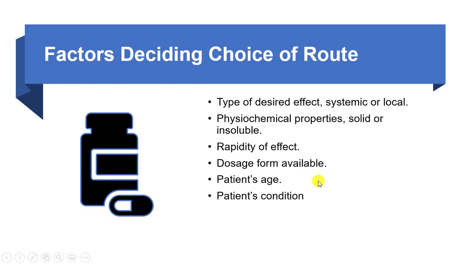Some patients we cannot give drugs to orally if they have a problem in swallowing. Then we might give those patients drugs only in IV form or in some other form. And it also depends on the patient's condition. If a patient is very critically ill, we might not give oral or not even use the IM route or subcutaneous route. We might only use the IV route to give that patient a particular drug.